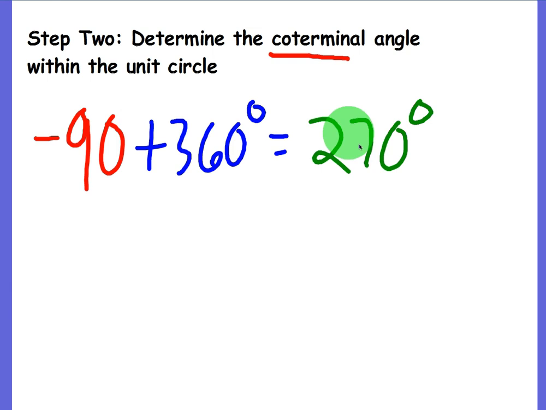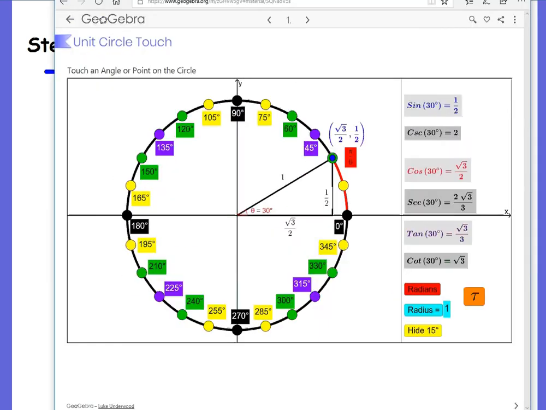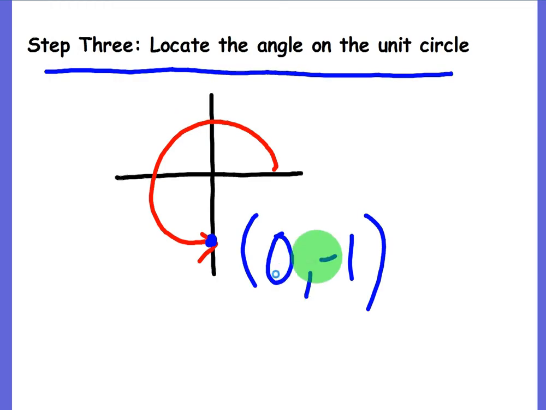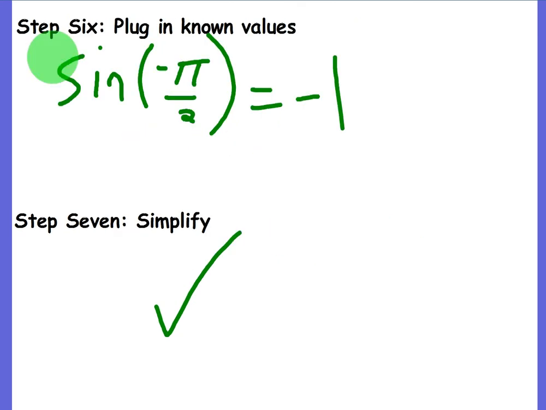Now we have a point on the unit circle. 270 is just 3 rotations of 90. So 1, 2, 3. That point on the unit circle is 0, negative 1. We can pull up our unit circle app and see that quickly. And we know that sine is what? Sine is the y value, right? So right off the bat, we can see that the answer is going to be negative 1, since sine is y. Therefore, sine of negative pi over 2 equals negative 1. And no simplification needed for this. It's just negative 1, the y value.